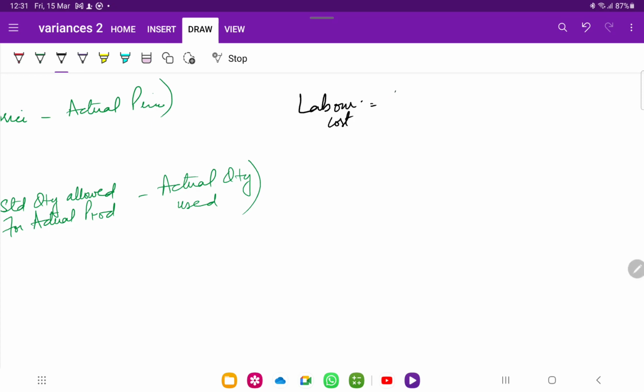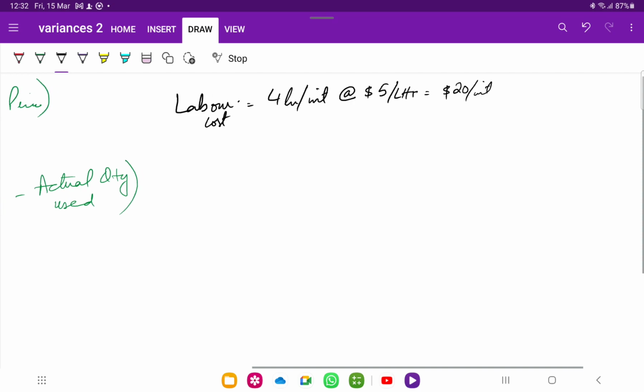One element is labor hours and the second element is wage rate. So let's suppose labor is consuming 4 hours for the manufacturing of 1 unit of the product, and the wage rate is around $5 per labor hour. So if he is manufacturing 1 unit of the product, the company will pay him around $20 for 1 unit of the product, right?